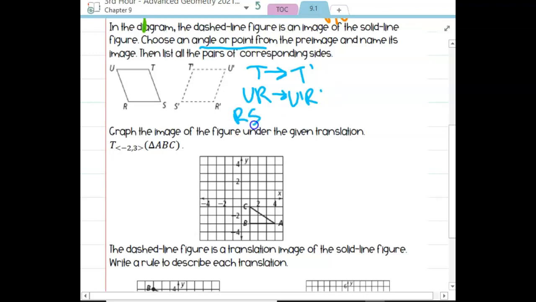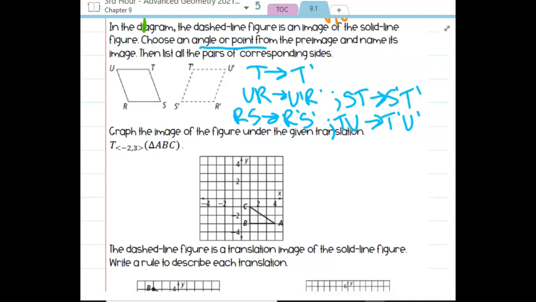So then we could do RS, mapped to R prime, S prime. We have ST, mapped to S prime, T prime. And then TU, mapped to T prime, U prime. Got any issues with that, Leo? No. Okay, good.